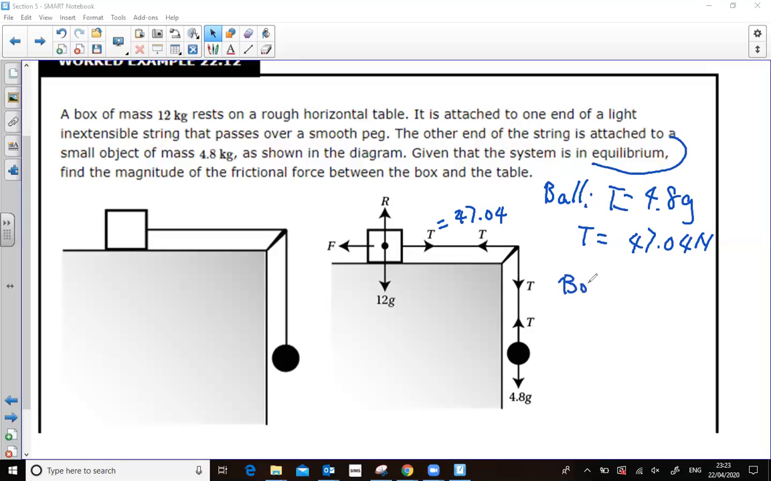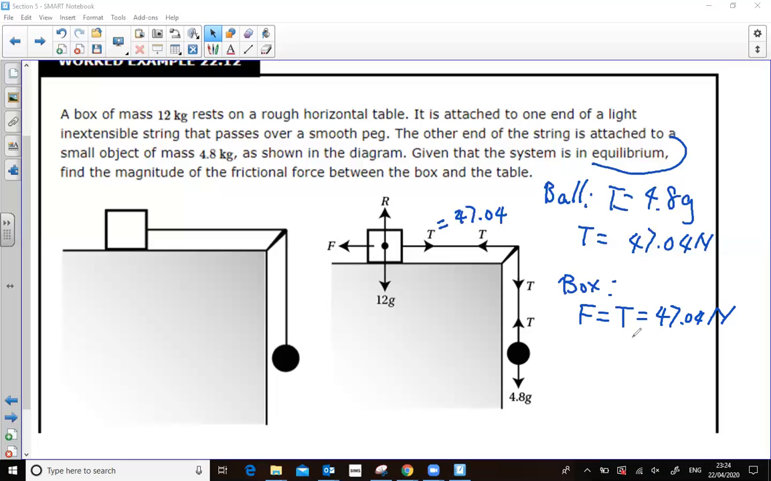So let's consider the box. Now we're looking for the frictional force, which is the force acting in the horizontal direction. So we just need to consider all the horizontal forces acting on the box. In this case, there's only two, the frictional force and the tension. And again, because the box is in equilibrium, the two forces should balance each other out. So straight away, I know that the frictional force F should equal the tension. That means it would also be 47.04 newtons.